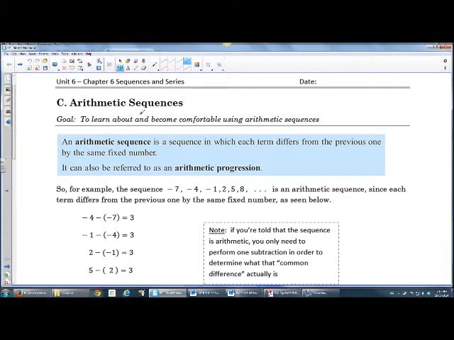Hi, welcome to Lesson 6C, Arithmetic Sequences. Today we're going to learn about and become comfortable using arithmetic sequences.